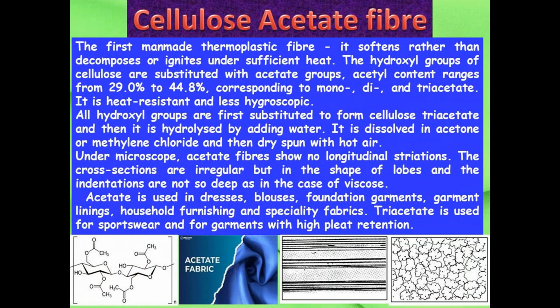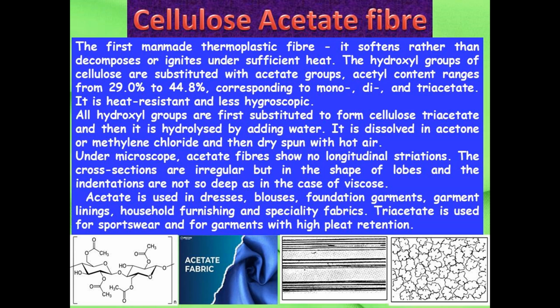Cellulose acetate fiber. It is the first man-made thermoplastic fiber. It softens rather than decomposes or ignites under sufficient heat. Hydroxyl groups of cellulose are substituted with acetate groups. Acetyl content ranges from 29% to 44.8%, corresponding to mono, di and triacetate. It has high heat resistance and is less hygroscopic.